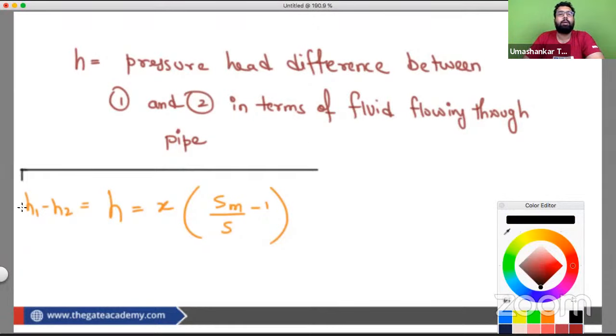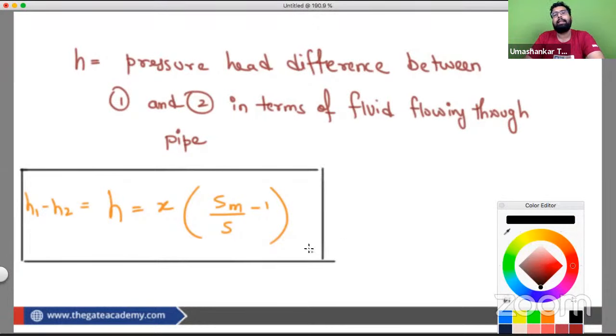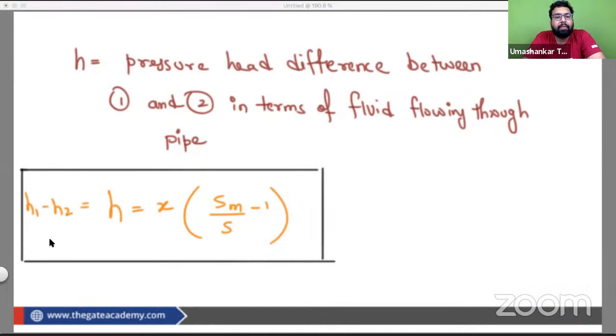Very, very important concept for you. This formula is used whenever we have a manometer applied in the problem. Is it fine, beta? Please answer me. Will you be able to take care of it? Please answer me, beta. Is it fine?